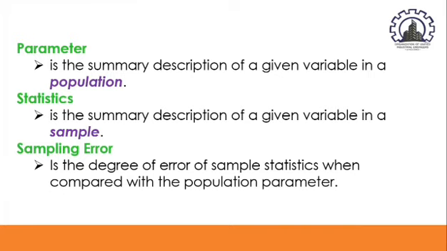Sampling error is the degree of error of a sample statistic when compared with the population parameter. For example, if the population mean is 80 and the sample mean is 40, then the sampling error is 40. So the acceptable maximum sampling error is 5%.